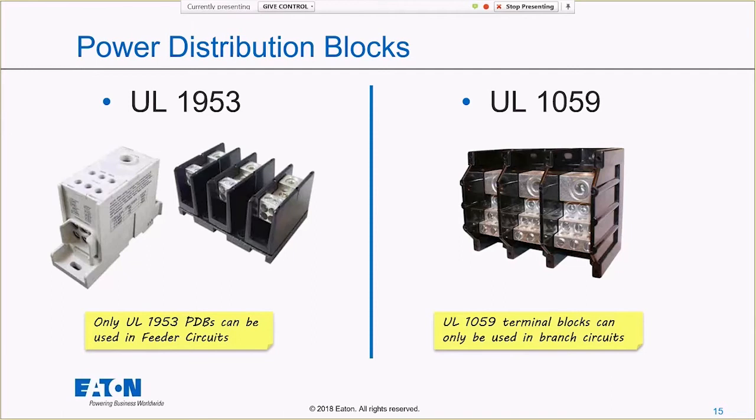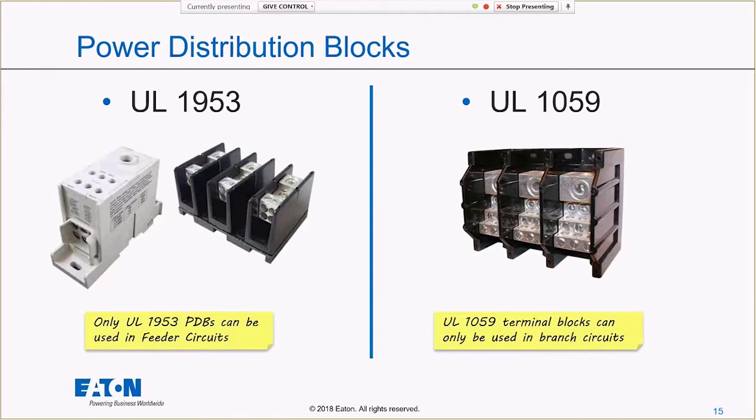use the 1059. The 1059 is smaller and it's less expensive. So if you don't realize that there's a reason it is smaller and less expensive and therefore not okay, then you're going to go ahead and use this in your feeder circuit. So this is, I think, probably the number one or two most common misapplication I see in panels.